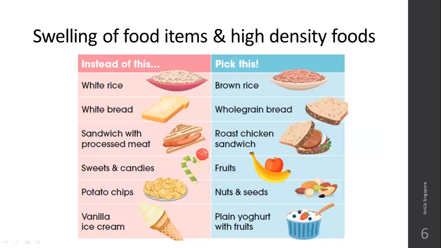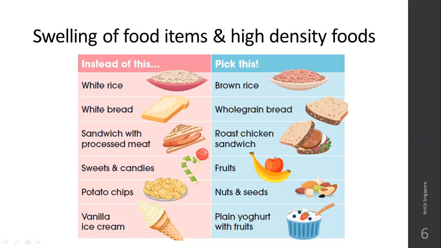And swelling of food items and high density food. The foods that do not swell on cooking or boiling are high density food. For example, egg, potato, banana, etc. They don't change drastically when you cook them. Their size remains more or less the same even after you boil them or cook them. So that is a high density food.